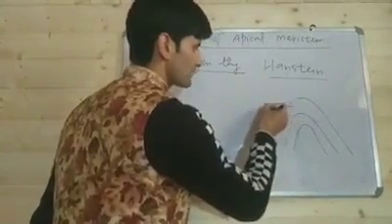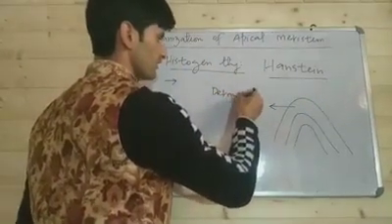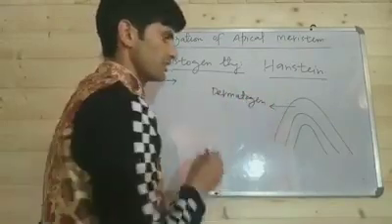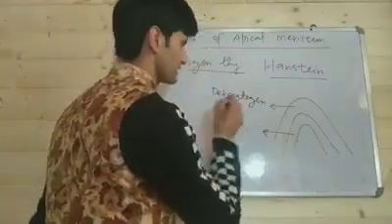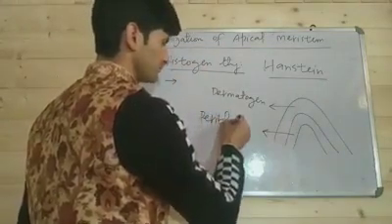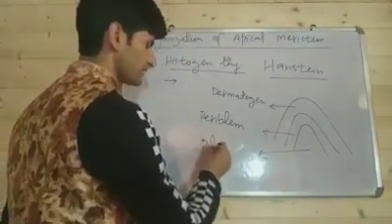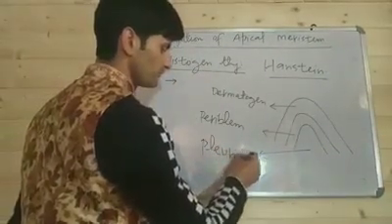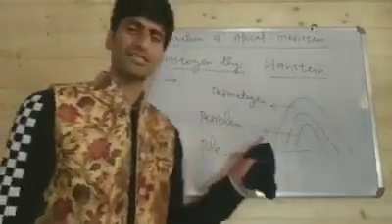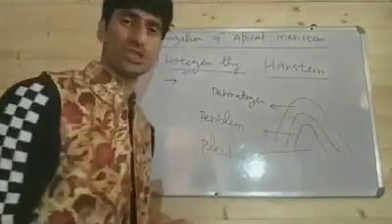Outer zone of cells is called dermatogen. Middle zone of cells is called periblem. And innermost zone of cells is called plerome. This theory states there are 3 zones of cells. Each zone of cells is called a histogen. That's why the name histogen theory.